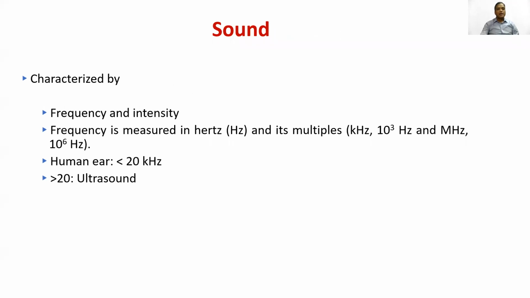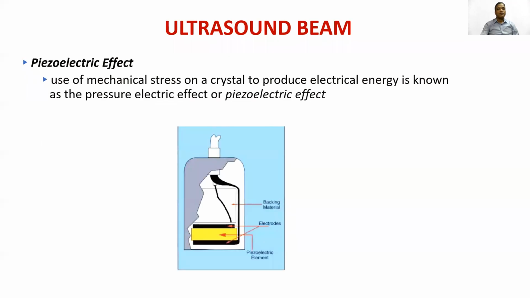The sound is characterized by its frequency and intensity. The human ear can detect only less than 20 kilohertz frequency, and more than 20 has to be detected by ultrasound. What is the meaning of piezoelectric effect? In this picture, you can see there is a crystal known as the piezoelectric element. When we put pressure on the chest by this crystal in the probe, that pressure energy is converted into electrical energy. It is known as the piezoelectric effect.